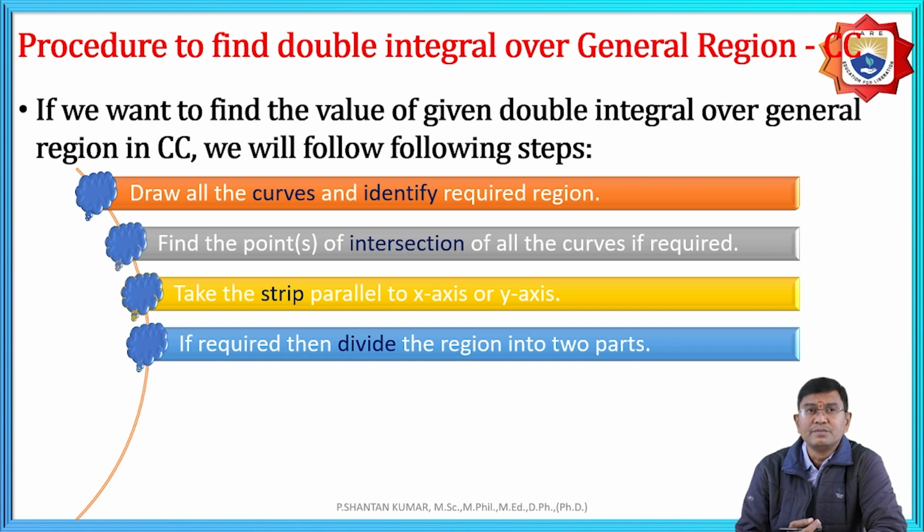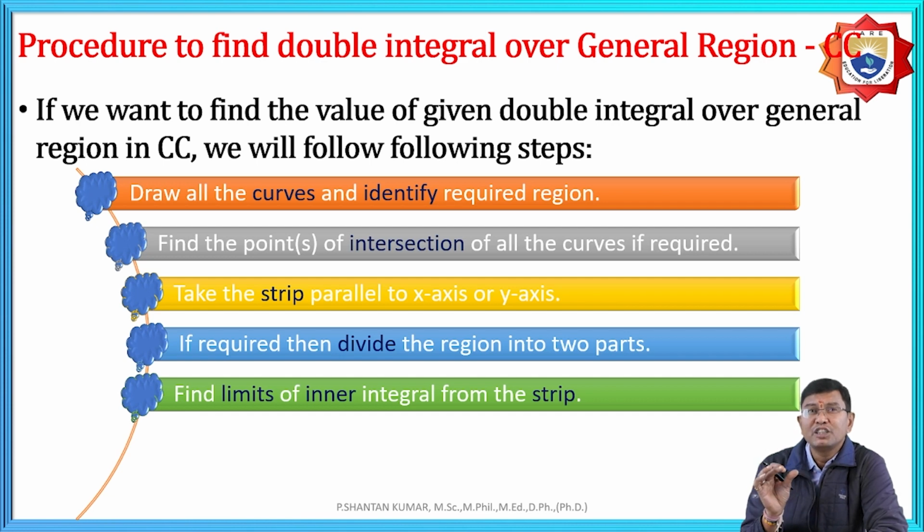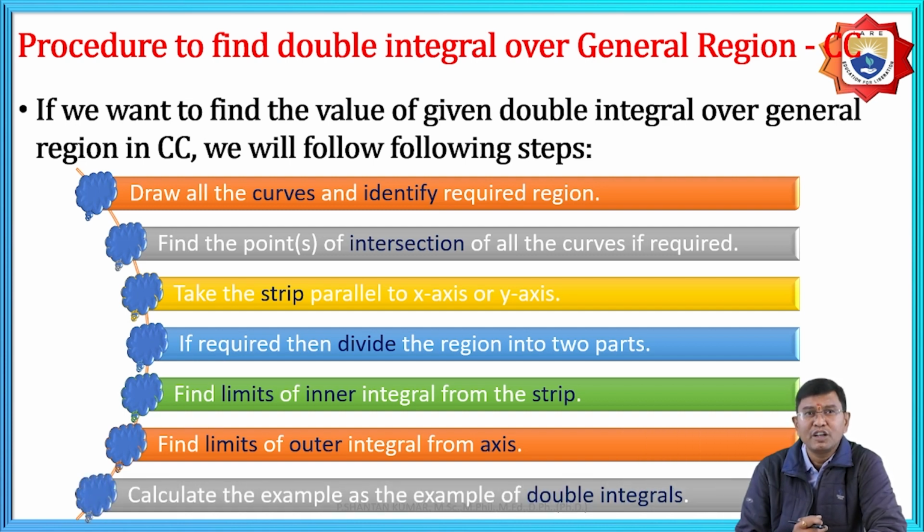And next, find the limits of the inner integral from the strip. That means whatever we are calculating, according to parallel to x-axis or parallel to y-axis, we need to identify the inner integral of the strip. Under either condition, we need to identify what is the inner strip, and after that what is the outer strip. And next, calculate the example depending upon the integration and the limits found, then find the solution under the double integrations.